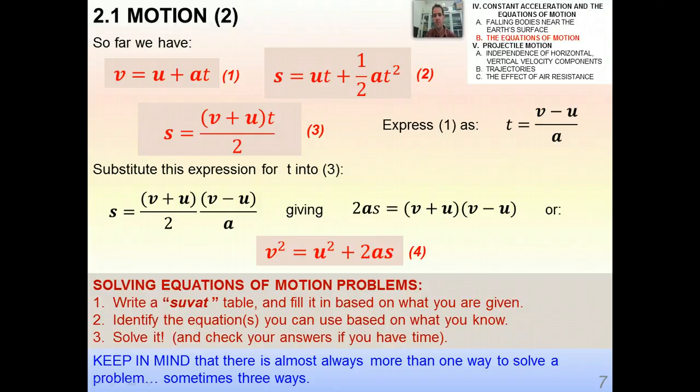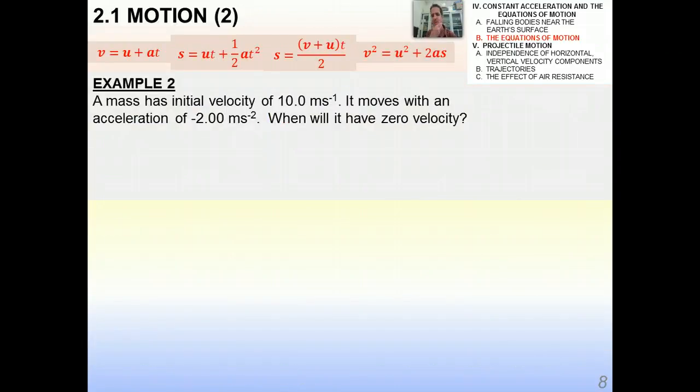So let's get right into doing some examples, okay? For each of these examples, I'm going to have the equations of motion up here at the top of the slide so that you can refer to them as needed. So your first example, go ahead and read it. A mass has an initial velocity of 10 meters per second, moves with an acceleration of -2 meters per second squared. When will it have 0 velocity?